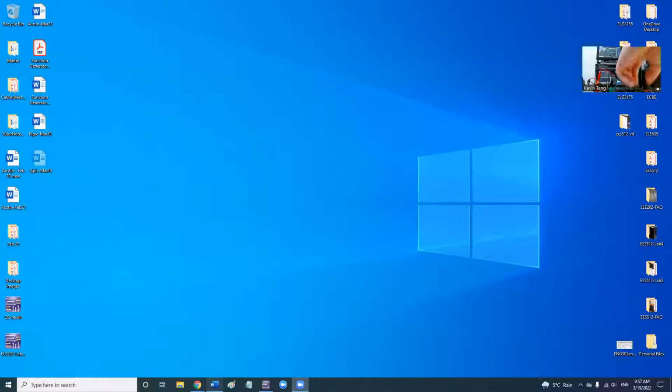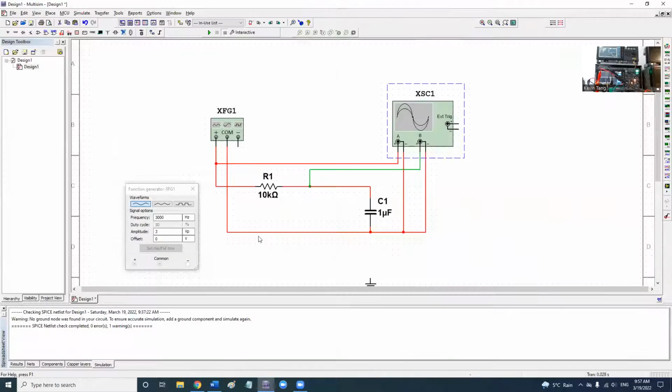Let me share the screen again. Sorry, guys. Let me go back to my circuit. You can see channel 1 is where you have the original function. Channel 2 is before the capacitor, just where the resistor connects with the capacitor.